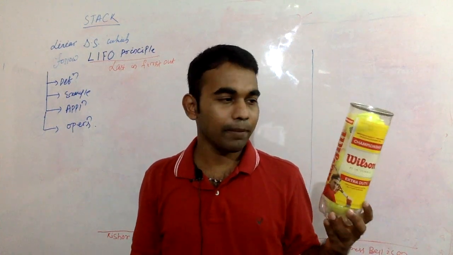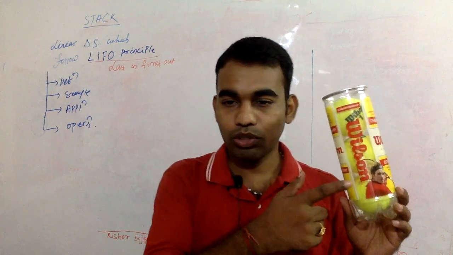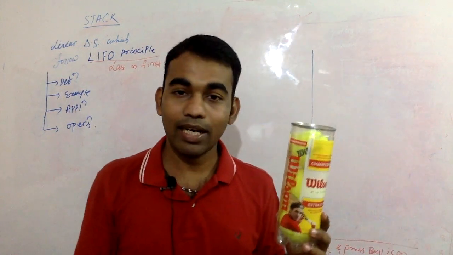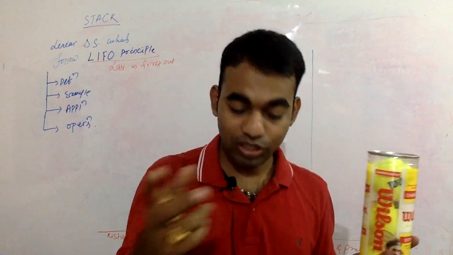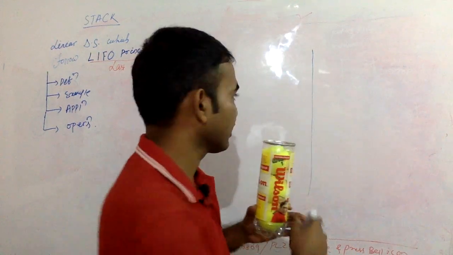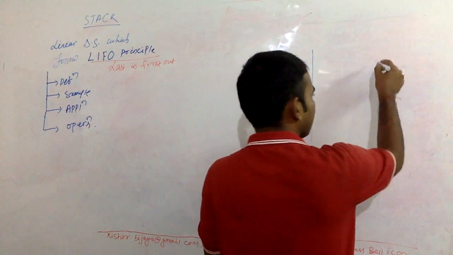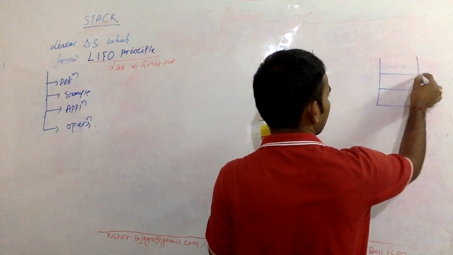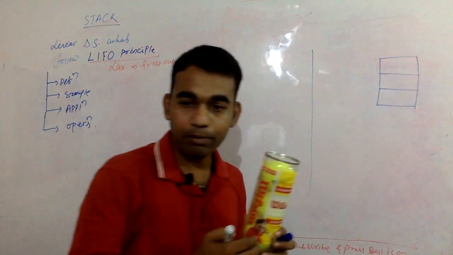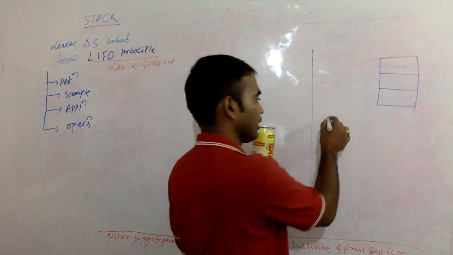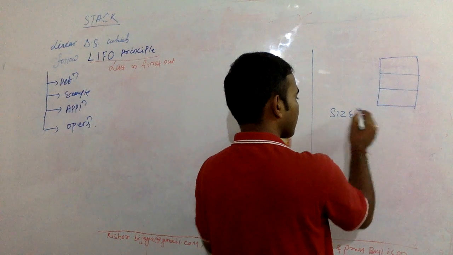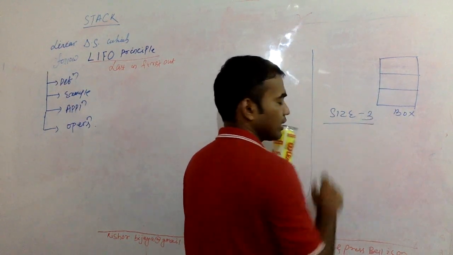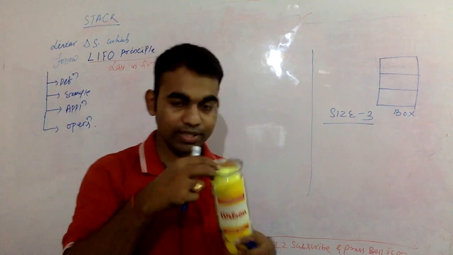If you look carefully, how many balls are there? Three balls are there. Can I put a fourth ball? The answer is no. So I will draw a similar picture here. This particular box has three spaces, which means it can contain a maximum of three. So this is the box, and the size of this box is 3.